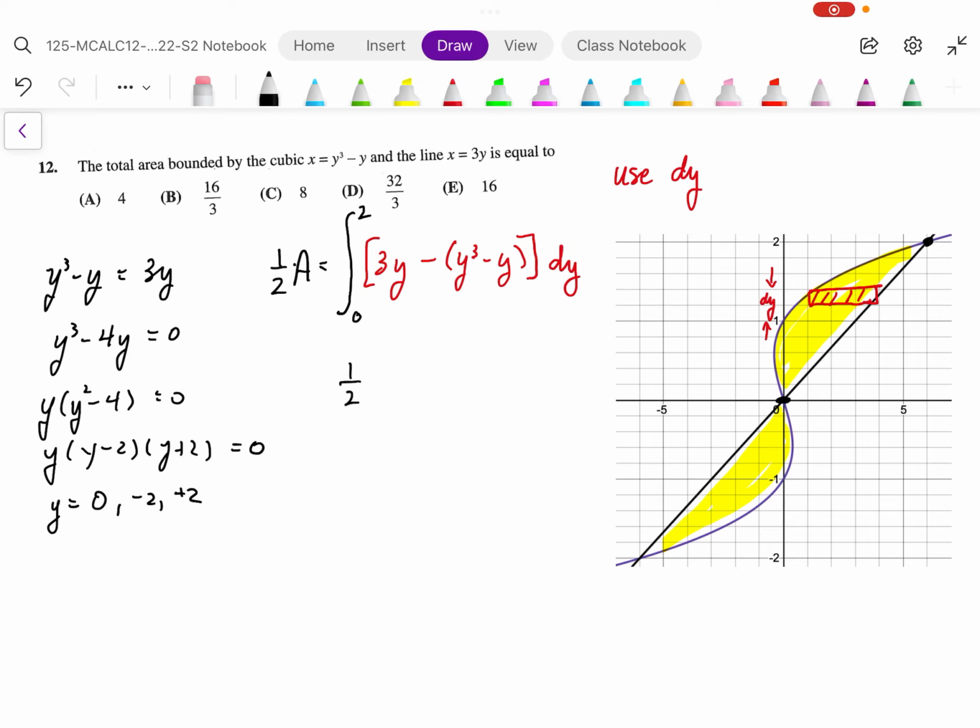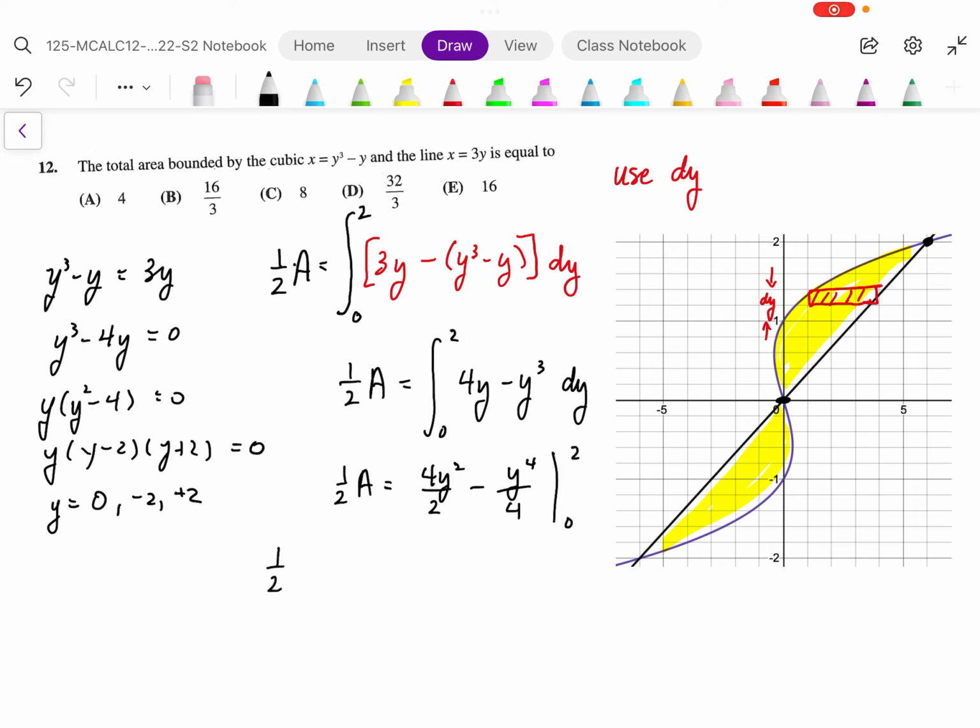So my half area is going to work out to be, I'm going to first combine like terms. So I'm going to have the integral of 4y minus y cubed, with a dy. I'm going to integrate this, so I end up with 4y squared over 2 minus y to the 4 over 4. And I'm going to use my bounds 0 to 2. Then plugging this in, I'm going to simplify first.